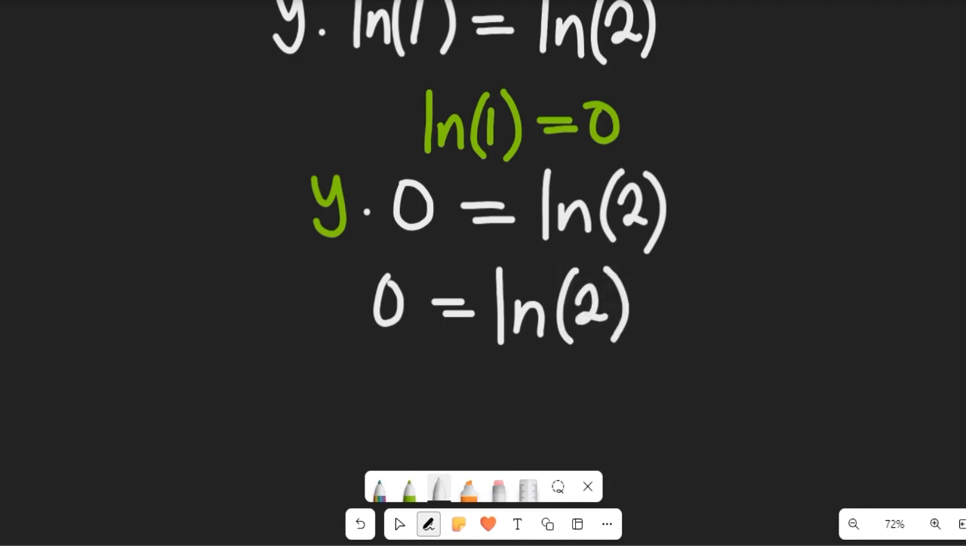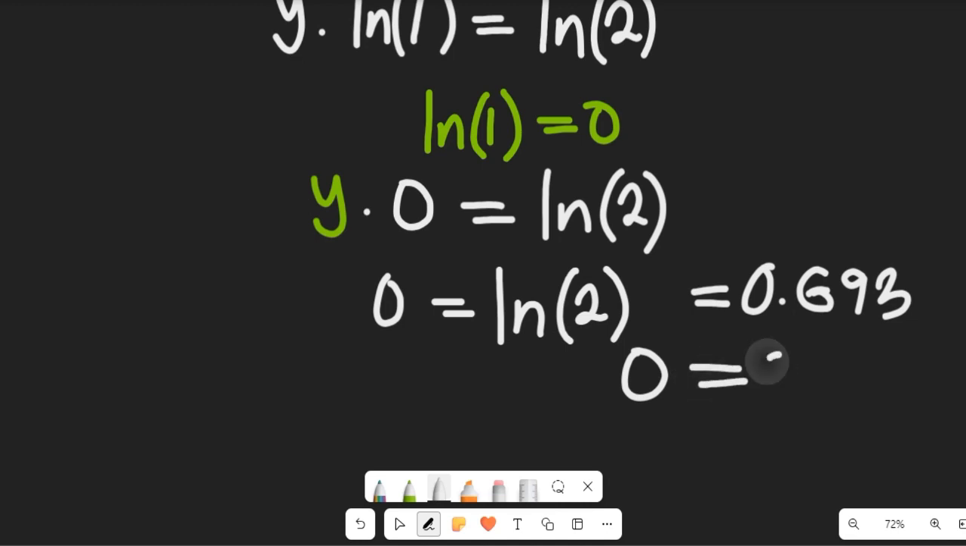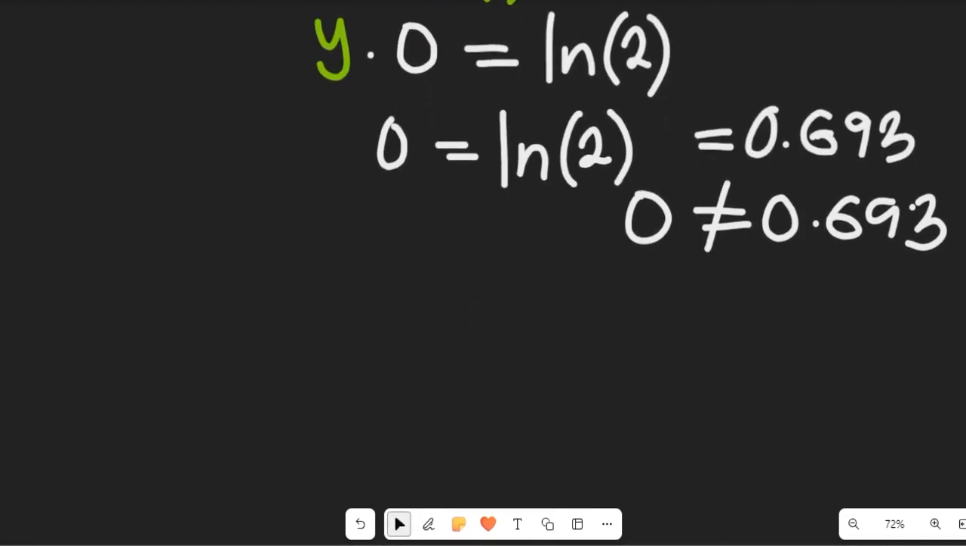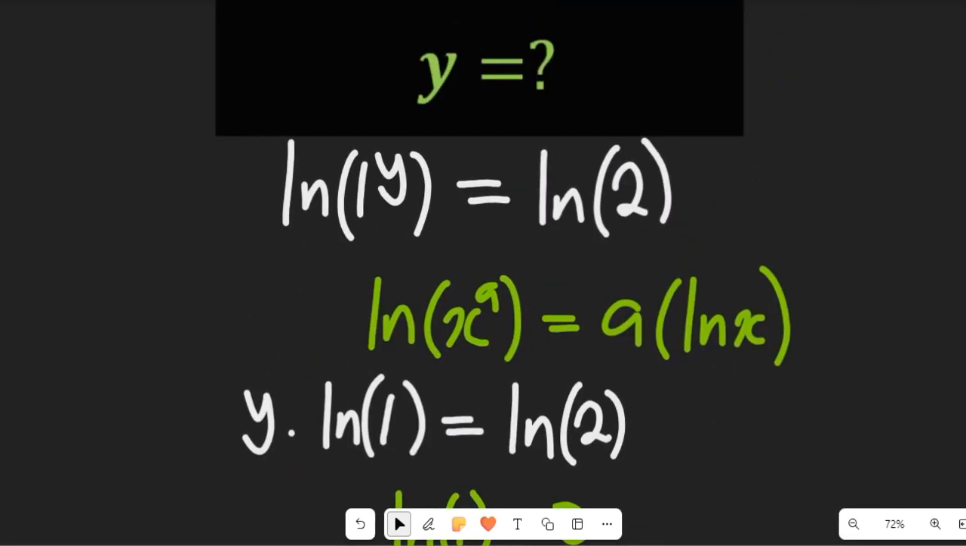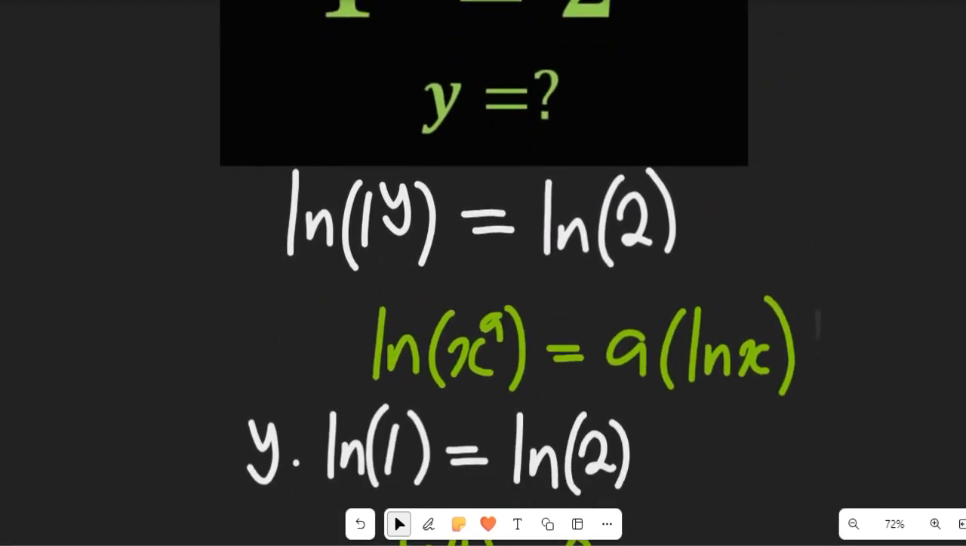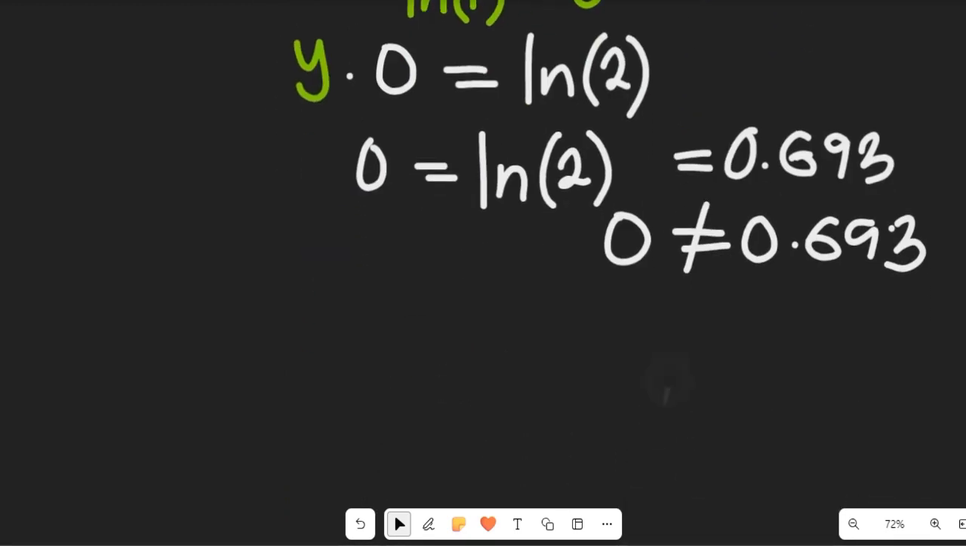Now when you check the natural log of 2, I want you to point your computer or your calculator. You find out that the natural log of 2 is 0.693. So is 0.693 equal to 0? No, this is not equal. So as a result, this is not a real solution. There's no real solution to this question that is given to us. The only solution that we can get is a complex solution.